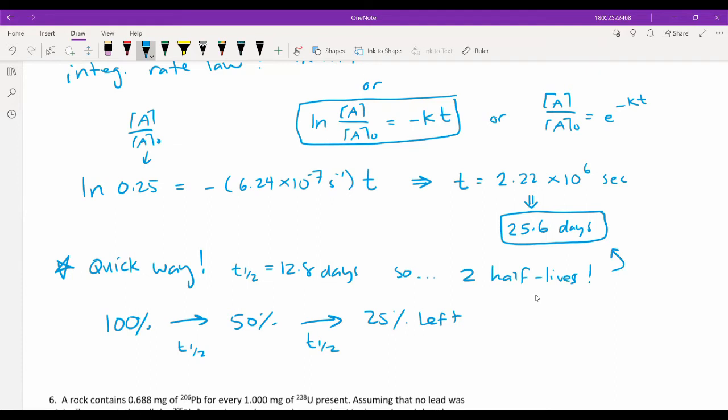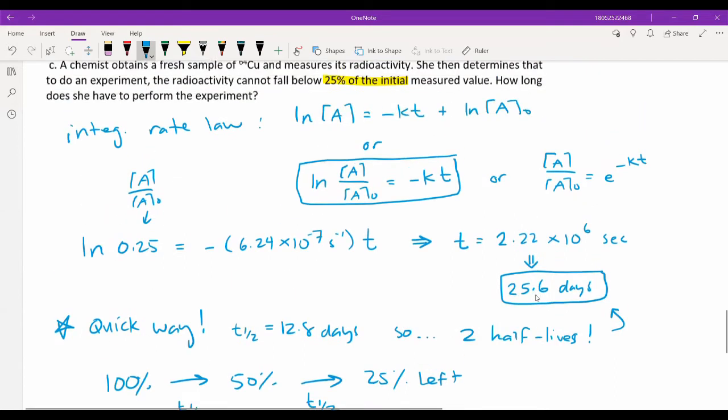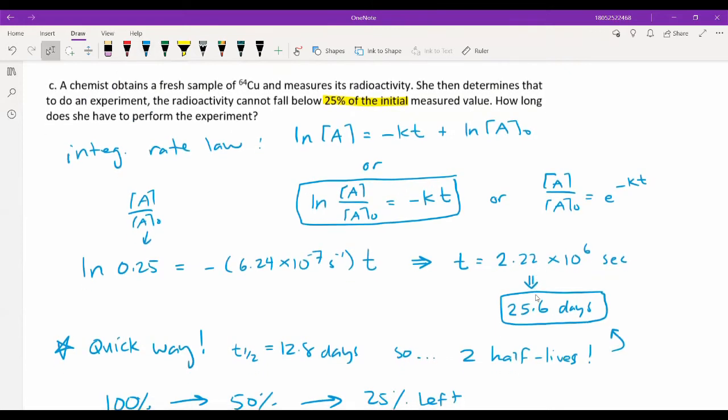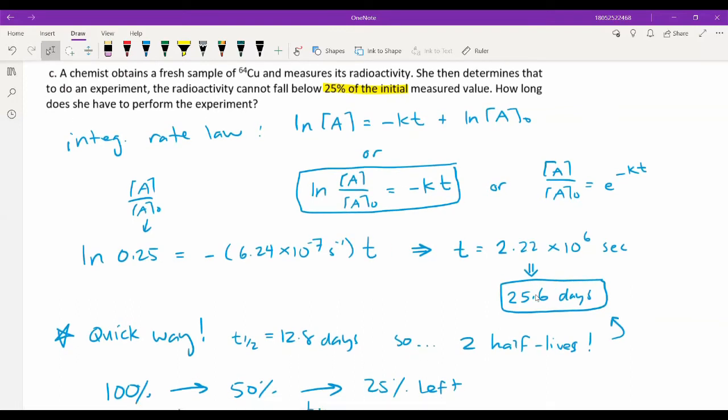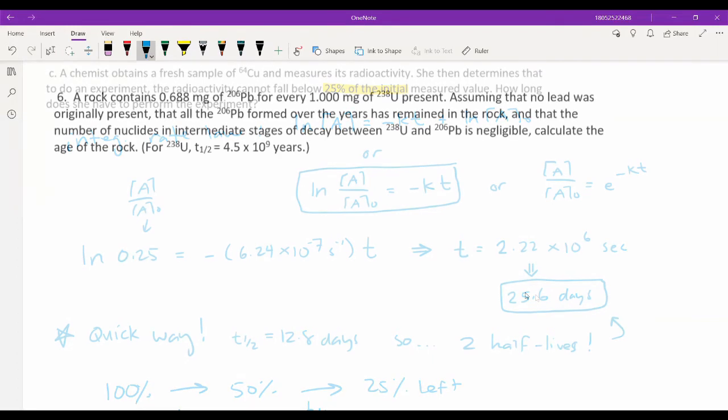So it's a quick way if it's something like half of it left, 25% of it left, 12.5% left, something that's an easy multiple of the half-life. We can just use that concept. Okay, so hopefully that makes sense.